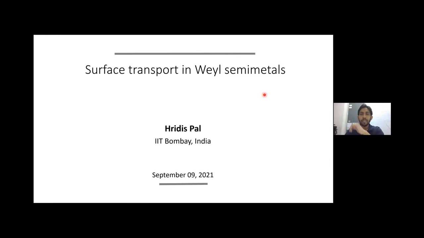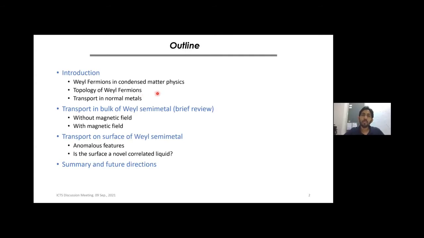Okay, perfect. So today I'm going to talk about transport in Weyl semimetals with the focus being on the surface. So here is a quick outline of the talk. In the beginning, I'll start with an introduction where I will motivate why and how Weyl fermions appear in condensed matter physics, and what it means to say that these objects are topological.